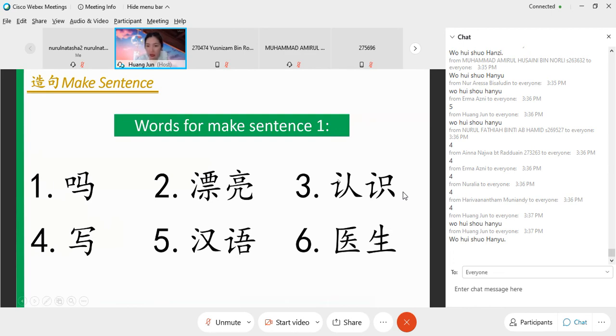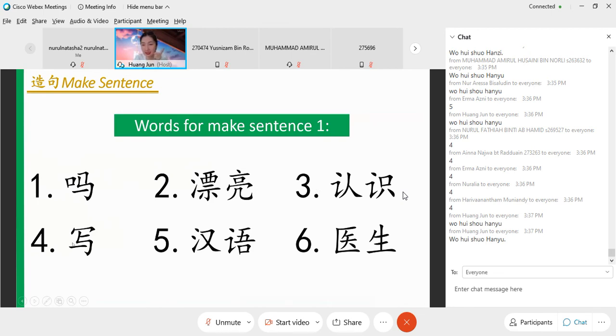Okay, I already listed it here in the video, in my slide. When you do the assignment, download the video, check my slide first. Make sure you copy the same words. Number 1 word is ma, it's a yes or no question word. Number 2 word 漂亮, 漂亮 means beautiful. Then number 3 认识, get to know. Those number 1 until 3 are from chapter 1.